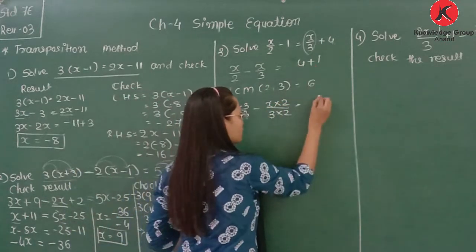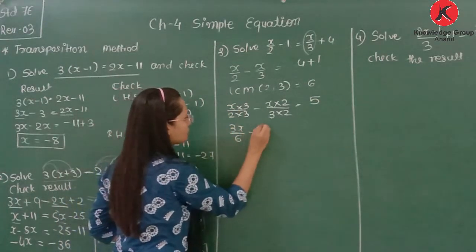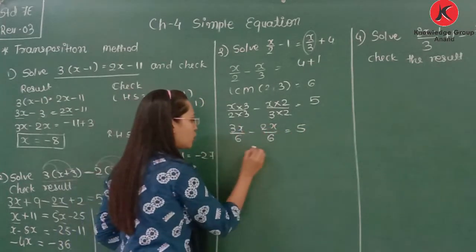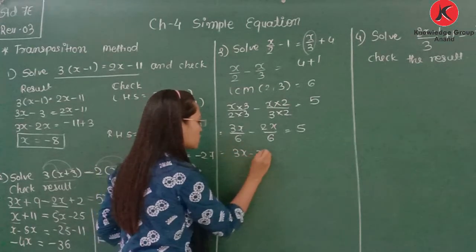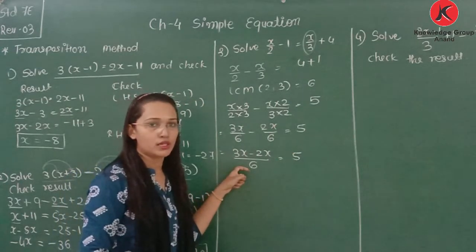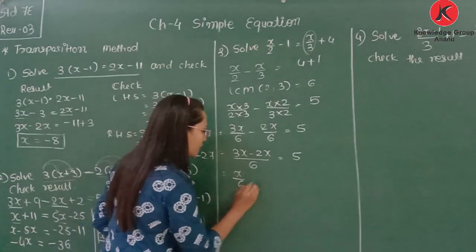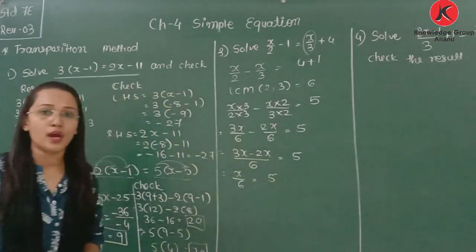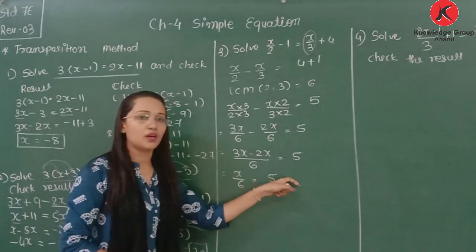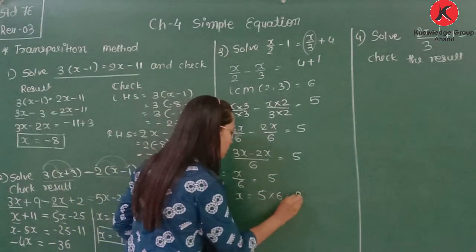Here we have 4 plus 1, 5. Now we get 3x by 6 minus 2x divided by 6 is equal to 5. Now you can see the denominator is same, so you can write 3x minus 2x whole divided by 6 is equal to 5. When can we write this? When the denominator is same. So 3x minus 2x is x divided by 6 is equal to 5. Now if we apply the transpose method, then 6 in division, so on right side it becomes multiplication. So here we have x is equal to 5 multiplied by 6, that is 30.